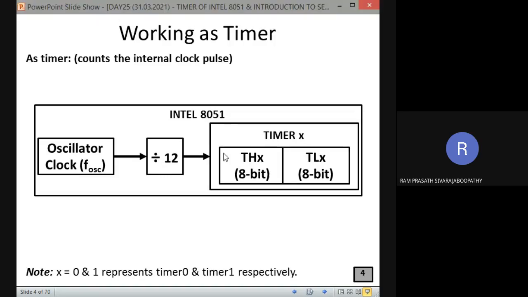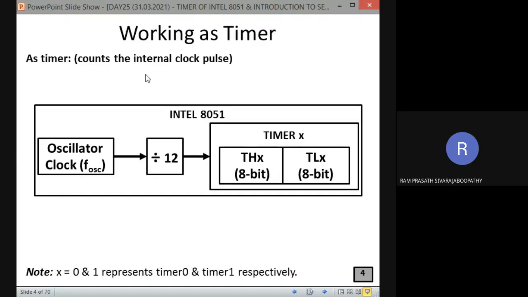So for every 1 machine cycle, we get 1 clock pulse to this timer module. Here we mention it as X. X denotes either timer 0 or timer 1. Both have the same operation, but both are independent. Is it clear to everyone?